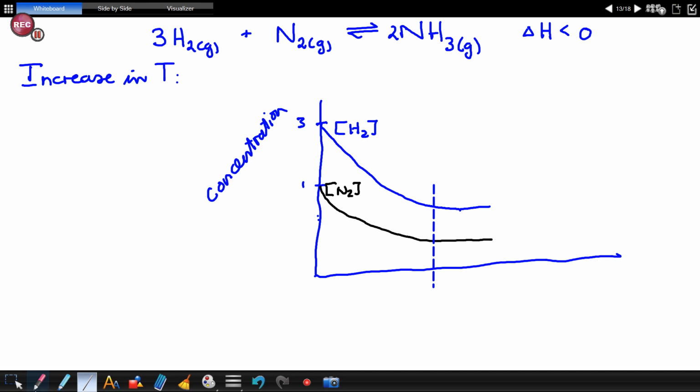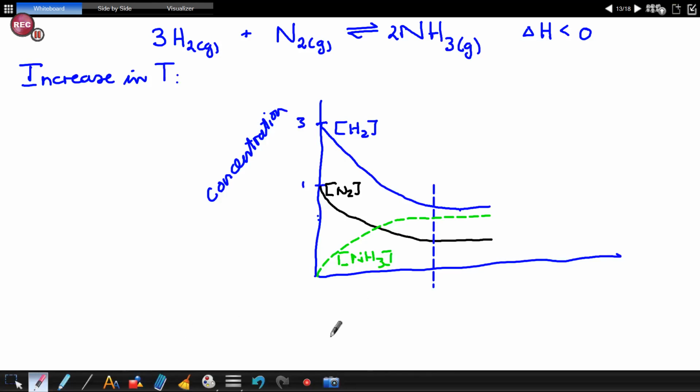Okay. What happens to the rate of the reverse reaction? It will increase. It will increase, and we use a broken line. Now, the mole ratio is 3 to 1 to 2, so it will be more than the nitrogen, but less than the hydrogen. Yes. So this is the rate of the change in concentration of ammonia. Are you happy with that?